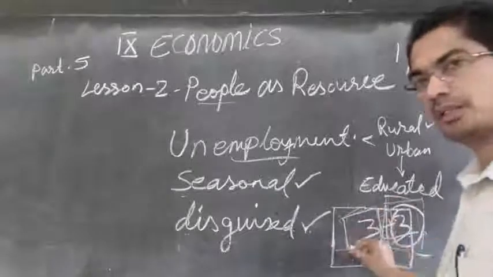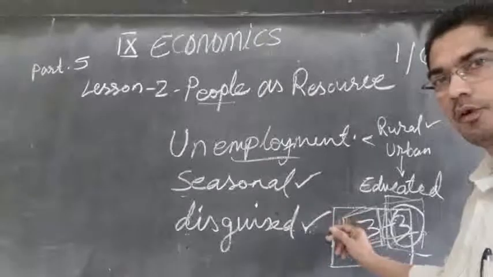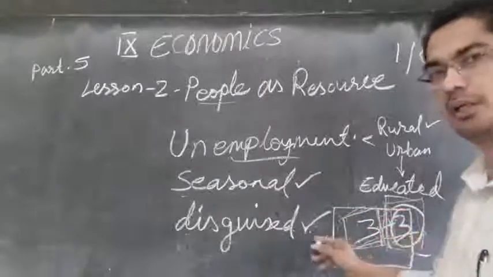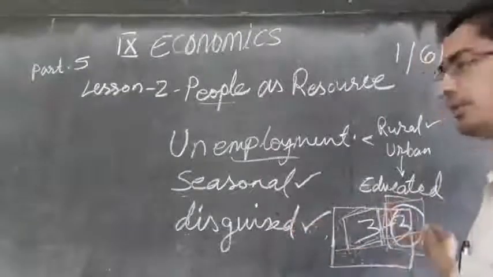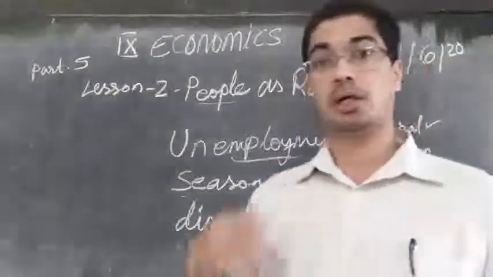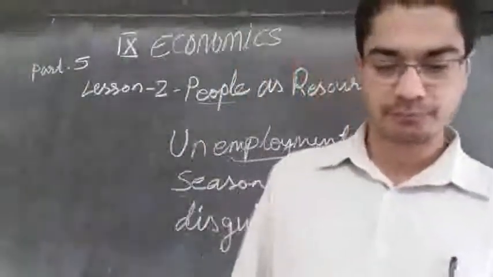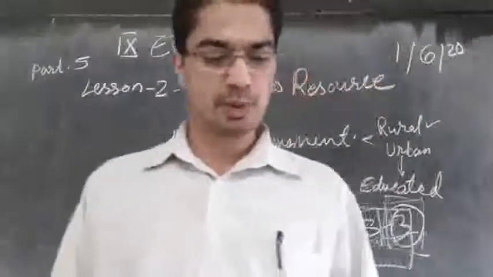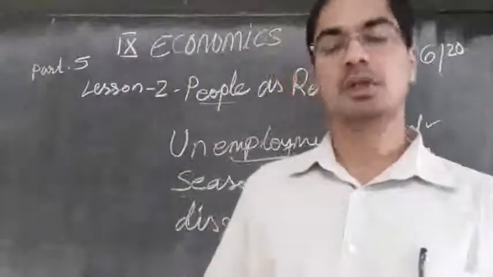If 3 people can manage the work in the field or on the farm, then the other 3 need not remain there. It becomes a burden, disguised unemployment. So these 3 people will try to go to the urban area, hoping that they will be able to get some job there. Then let us discuss the employment scenario in the 3 sectors mentioned earlier.